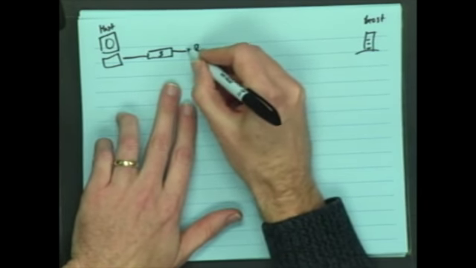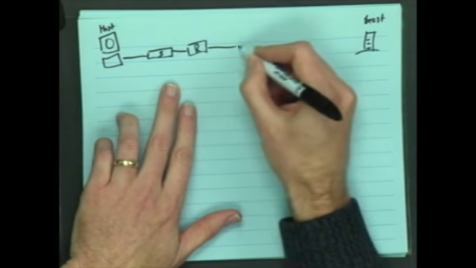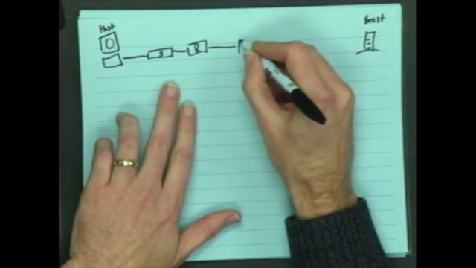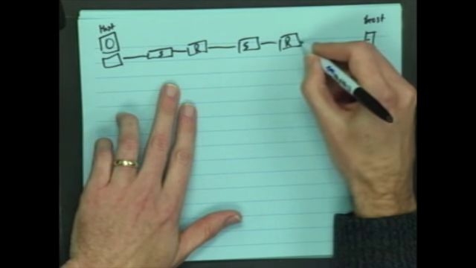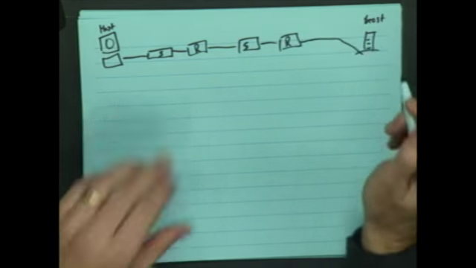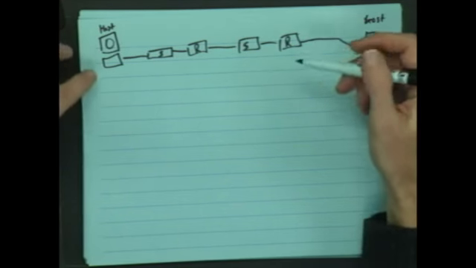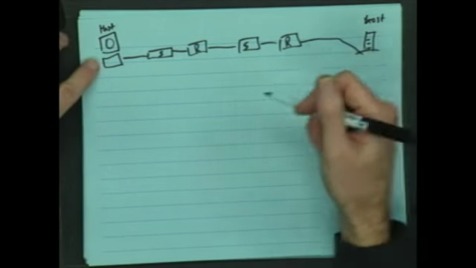All right, I got a switch here. This is going to be a router. I'm going to have, let's say, another switch. And let's put in a router just for fun. And then we'll go directly to our host. All right, so I have these devices along the way.